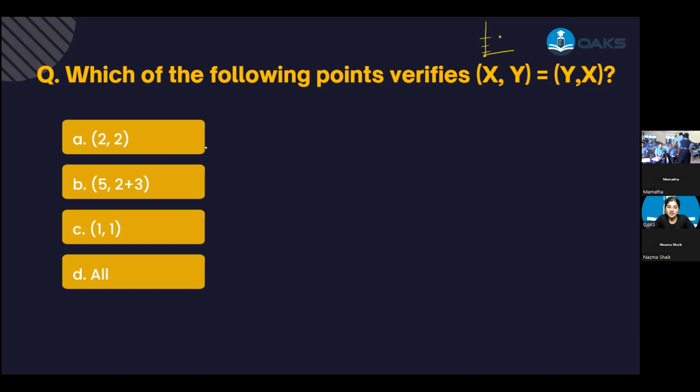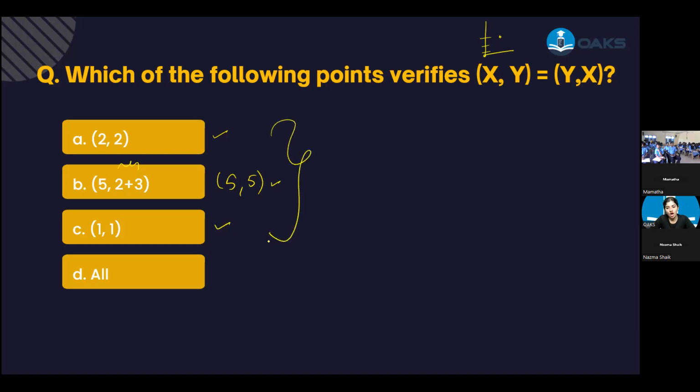Thank you so much. So here, the first option says (2, 2). That says x is 2 and y is 2, and in this case x is equal to y, so xy is equal to yx. In the second case, we have to solve this part first, that is (5, 2 + 3), and we know that 2 + 3 is 5. So (5, 5) is the correct answer. Then (1, 1), we are talking about this. This is also a correct answer.